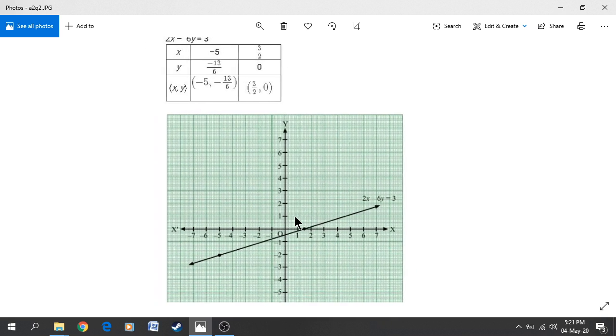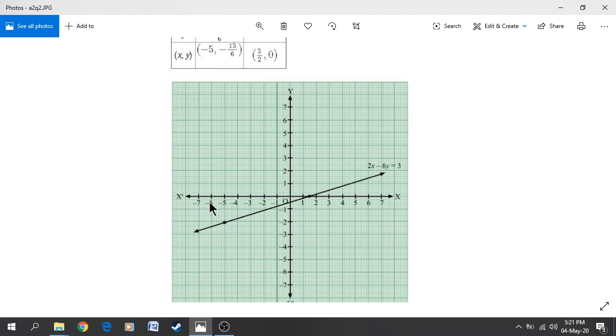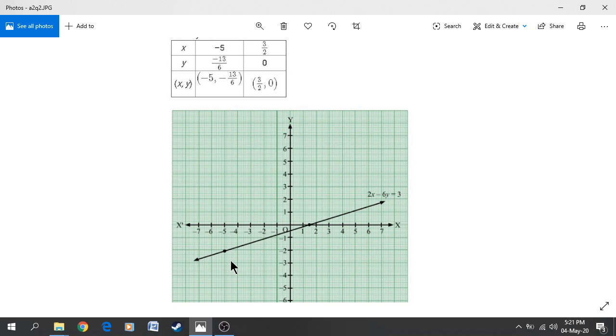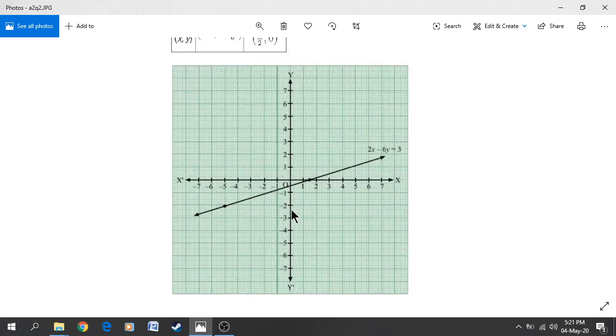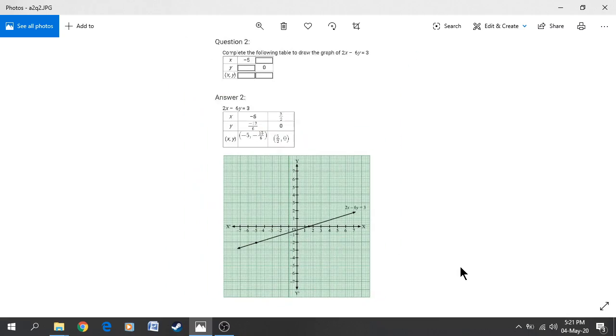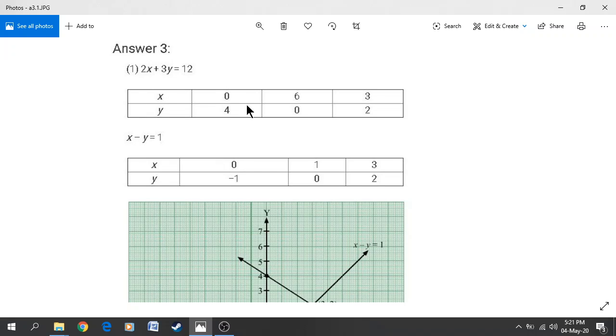and plot these points on the graph. These x and y ordered pairs: minus 5, minus 13/6 should be here, right? Calculate the point values so that we can draw the graph of the line. The third question is also about the graphical method.